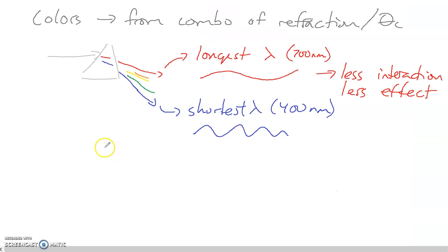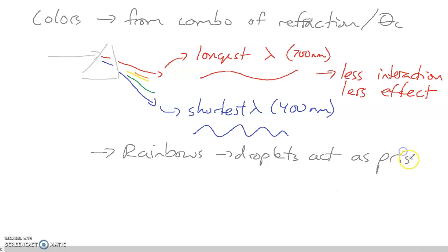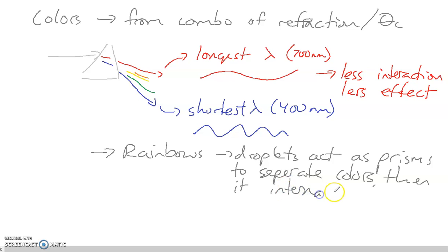So if we go back to this, we can also get colors from rainbows. Good old-fashioned rainbows. Basically, those tiny droplets act as prisms to break apart the actual colors and separate them, and then it internally reflects. So you get internal reflection afterwards.